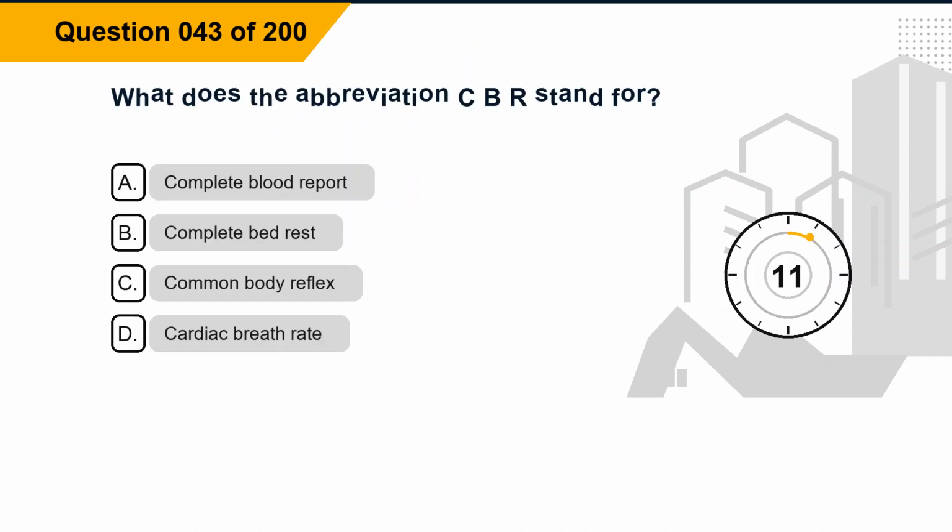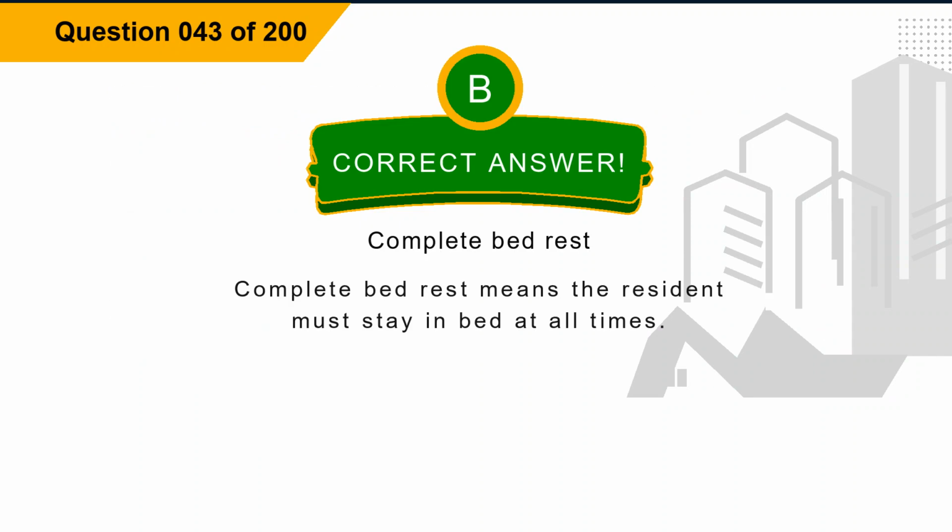Question 43. What does the abbreviation CBR stand for? Option A, complete blood report. Option B, complete bed rest. Option C, common body reflex. Option D, cardiac breath rate. The correct answer is option B, complete bed rest. Explanation: complete bed rest means the resident must stay in bed at all times.